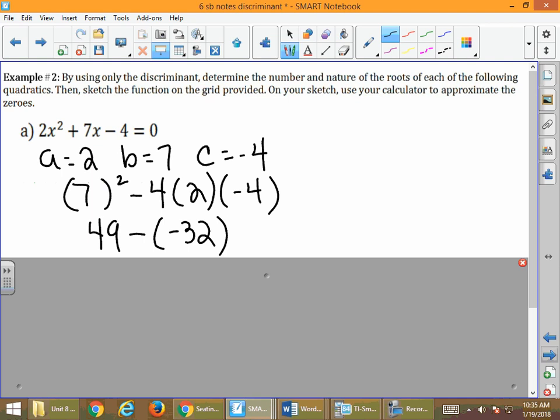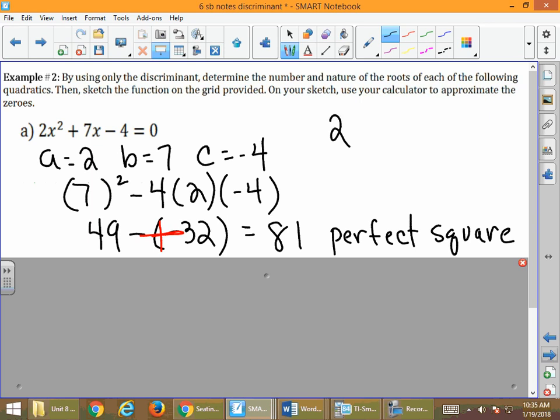And 49 minus the -32 is plus 32, gives us 81. Well, is 81 a perfect square? 81 is a perfect square. And we don't really need to write that, but I just want to remind ourselves, since 81 is a perfect square, how many answers are we going to get? 2. And is it going to be rational or irrational? Because it's a perfect square, it's going to be rational.